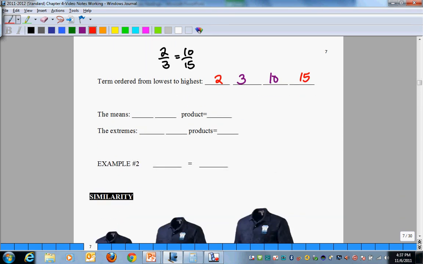The means are what are called the middle terms. The middle terms of this order, that's called the means. I'd like you to write those down, 3 and 10. The extremes are the extreme beginning and the extreme end. We're going to go 2 and 15. Please write those down. Those are called the extremes.